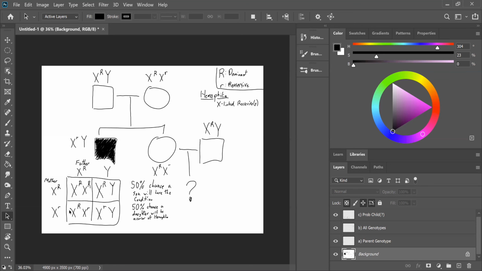Now, if we exclusively look at the females, Johnny, the father, will give his daughter his X chromosome with the dominant big R. So there's a 0% chance that a daughter will have the condition. But because there's a 50% chance that the mother will give her an X chromosome with a little r, there is a 50% chance the daughter will be a carrier of hemophilia.